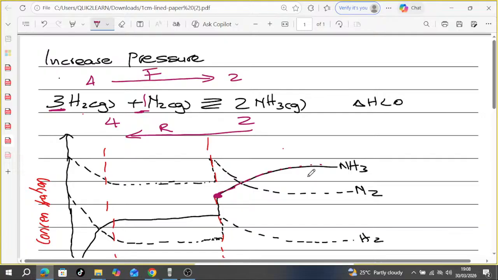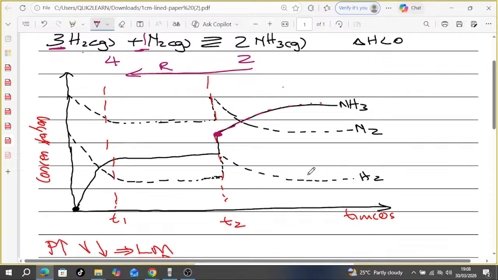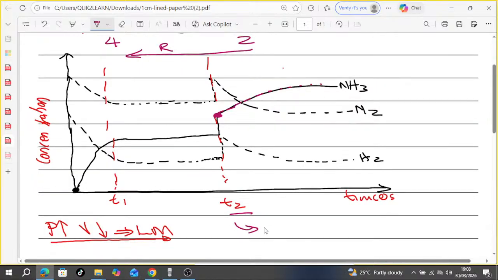So now we say that at T1 the system reaches equilibrium, so the concentrations of the products and the reactants are constant. And then at T2 is where the pressure is increased. As the pressure is increased, this decreases the volume, right? So the system will favor the forward reaction, which produces fewer molecules.